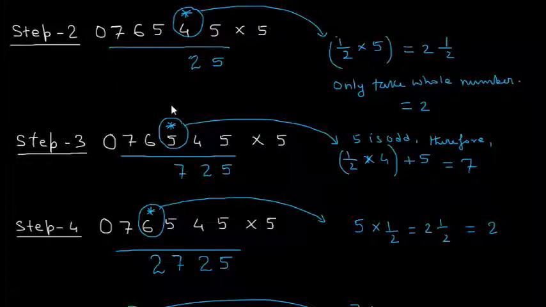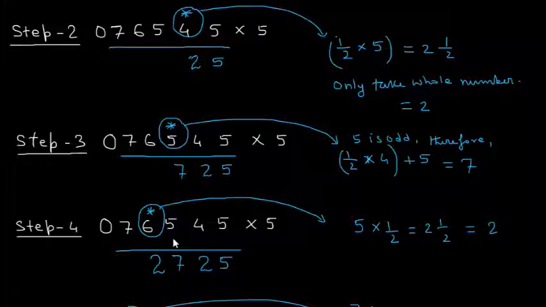Next step, the number is 5. It is an odd number. So half of its right hand neighbor, that is 4. Half of 4 plus 5. Why 5? Because it is an odd number, and for odd number we have to add 5 on our own. So 2 plus 5, that is 7. We'll put 7 here. Next number is 6.